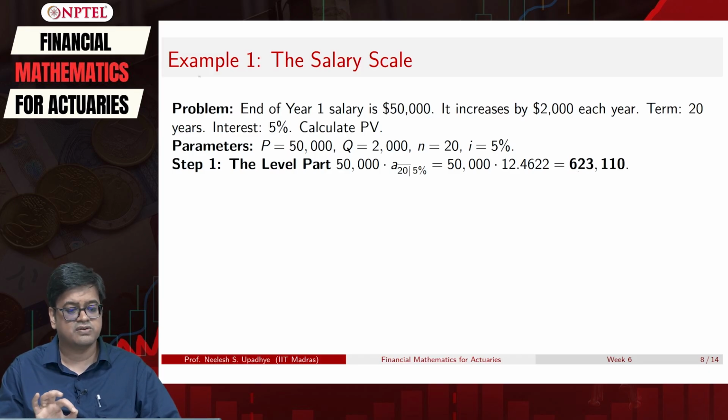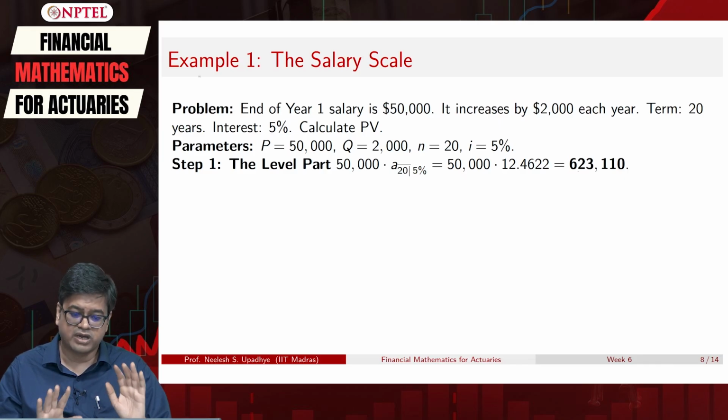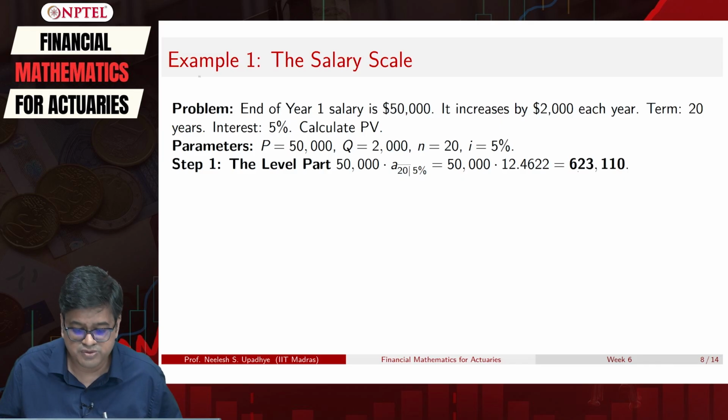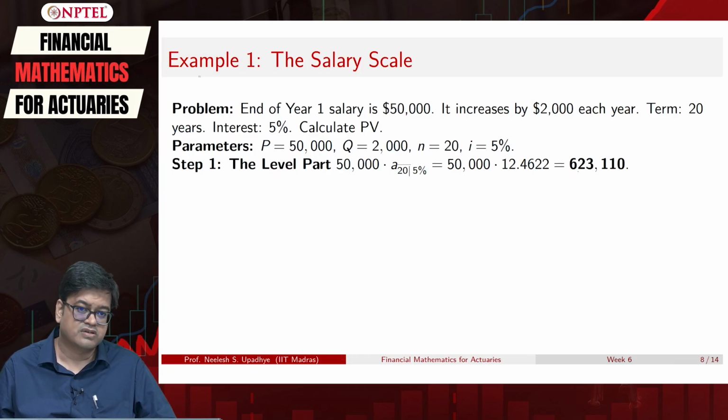First we will finish off with the level part, which is A20 at 5%. So that can be easily computed as 12.4622. You already know the formula, 1 minus V raised to N upon I, that is the formula that will give you this number. Okay, and multiply it with 50,000, you get this number. There is no confusion here.